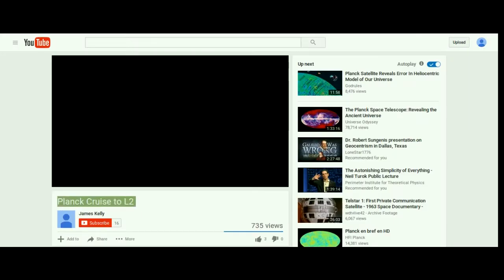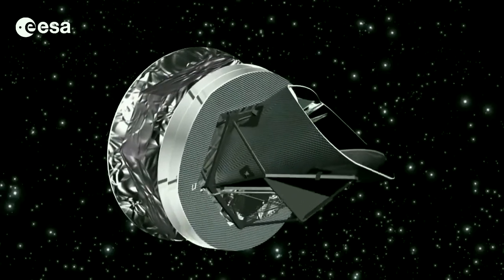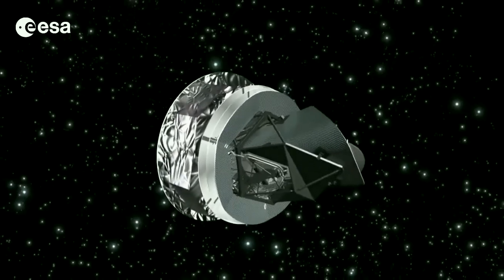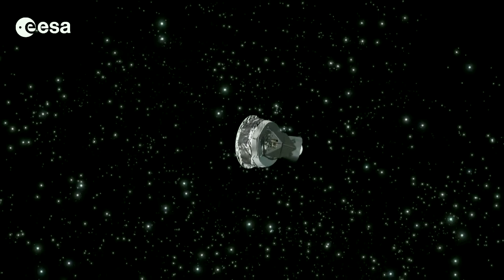This following video, which shows the mapping of the cosmic microwave background radiation by the Planck satellite, is very good for getting the centrality of the Earth in the universe across.